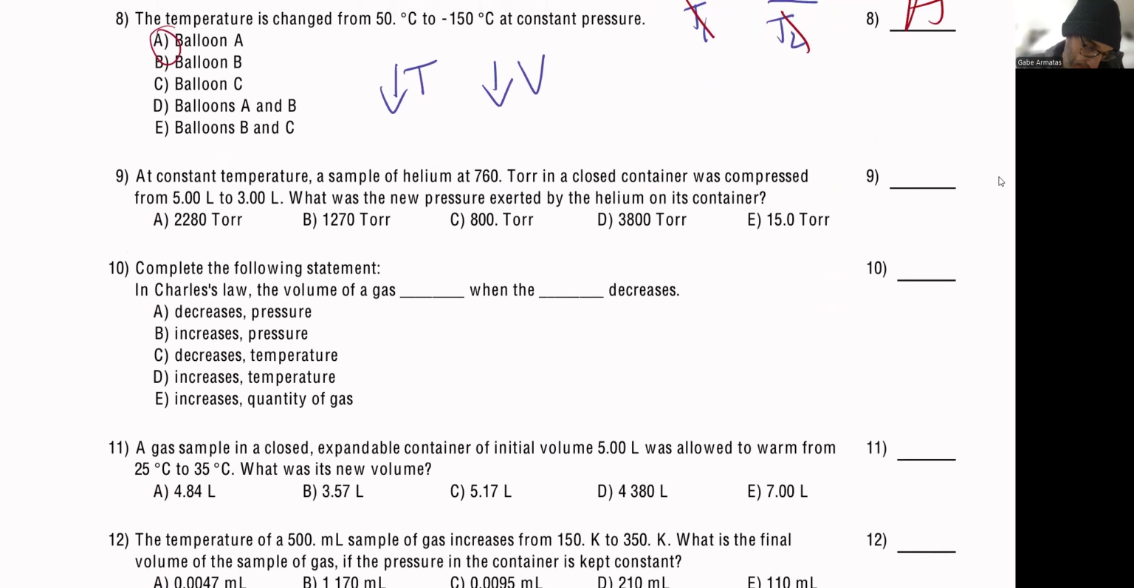At constant temperature, okay, so no temperature change. The sample of helium is at 760 torr, again, millimeters of mercury, same thing. Compressed from 5 to 3 liters. So right away, I'm seeing a change in volume. This means that I am again using the combined gas law for this. So P1 V1 over T1 equals P2 V2 over T2. Kind of gave myself no room for this. I'll do it above.